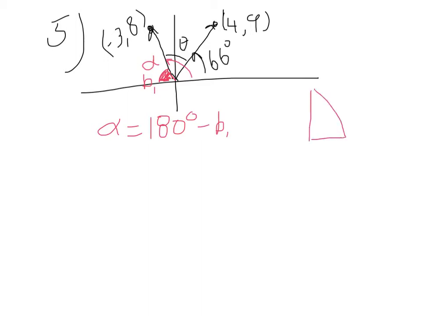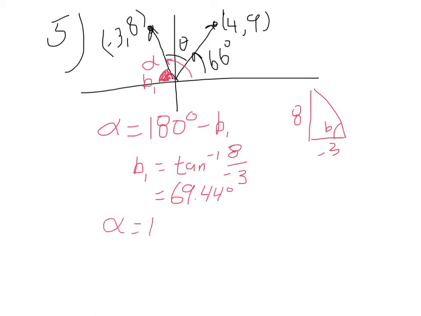Well, beta is just a right triangle with a vertical component of 8, horizontal component negative 3. Therefore, b1 is equal to the inverse tangent of 8 over negative 3, or about 69.44 degrees. So 69.44 degrees.